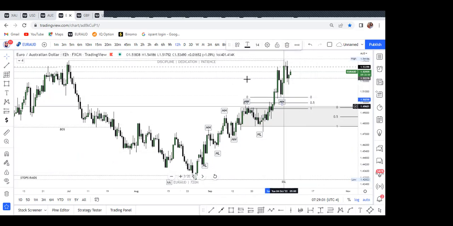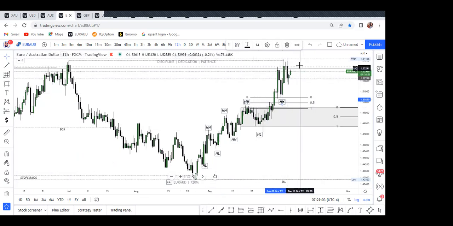Now on the 12-hour, I can see this 12-hour hidden base right there. Now let's look at the 9 hours.